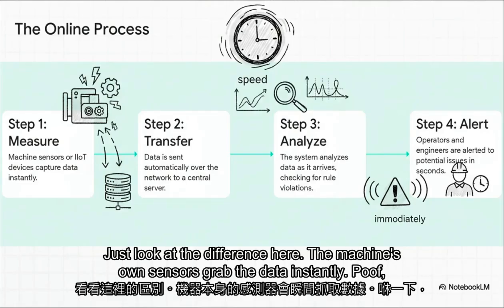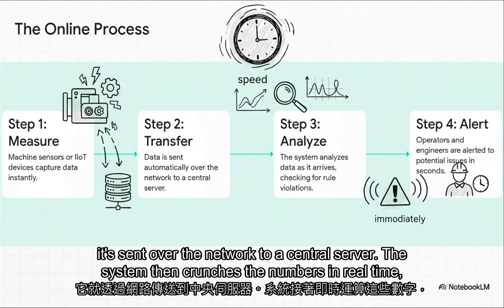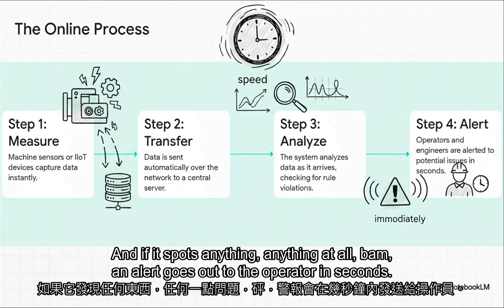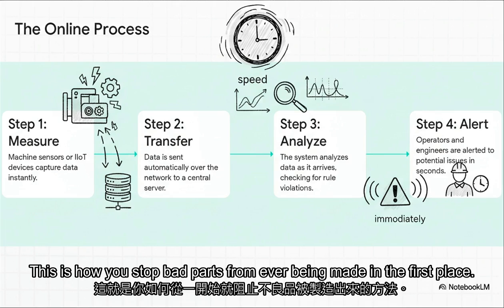Just look at the difference here. The machine's own sensors grab the data instantly. Poof! It's sent over the network to a central server. The system then crunches the numbers in real time, checking for any little deviation, using all those fancy statistical rules. And if it spots anything at all, bam, an alert goes out to the operator in seconds. This is how you stop bad parts from ever being made in the first place.